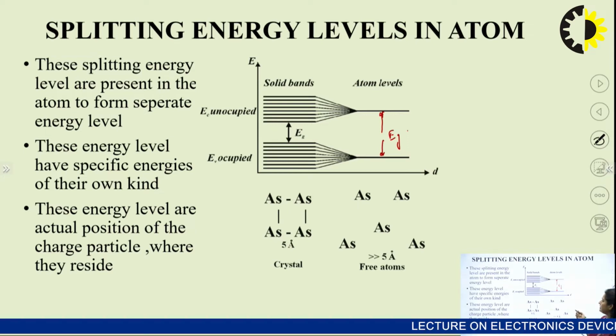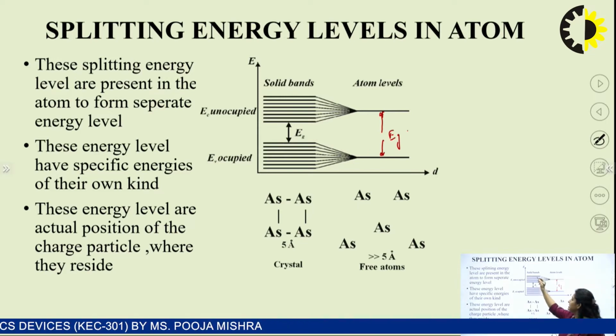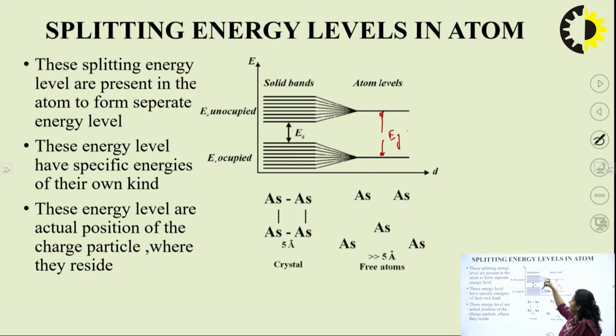As we already discussed in the Pauli exclusion principle, no two electrons can exist in the same energy state. So we have different electrons at different energy states, and they are properly arranged in the valence band as well as in the conduction band. In the valence band we have holes, and in the conduction band we have electrons. The holes are basically vacancies created by electrons.